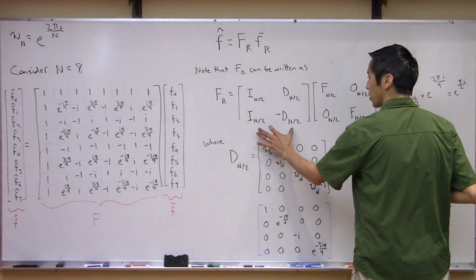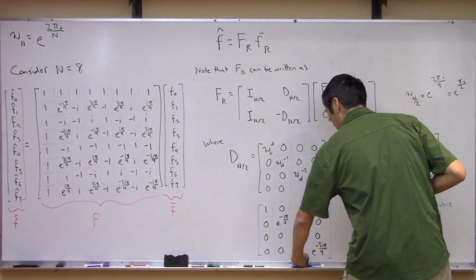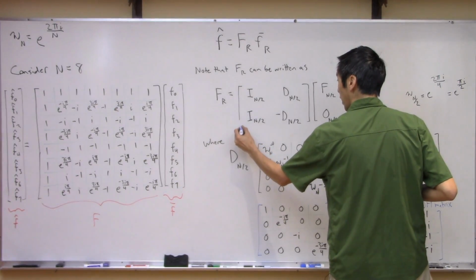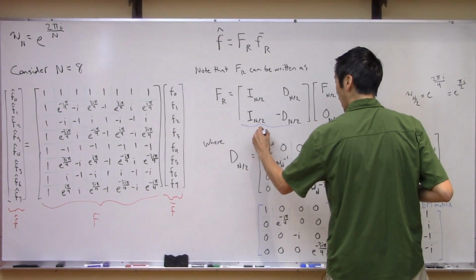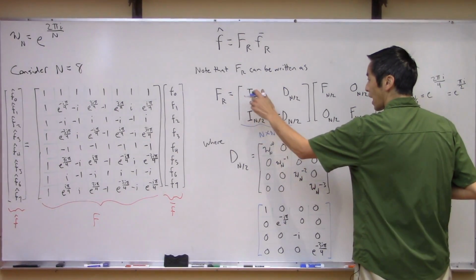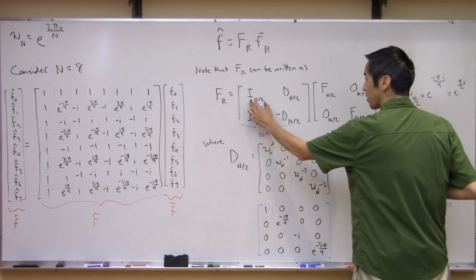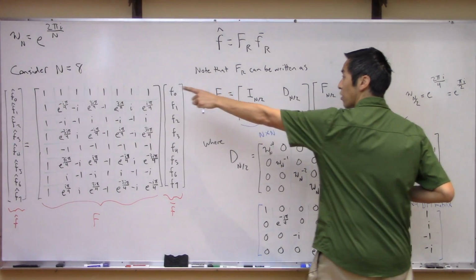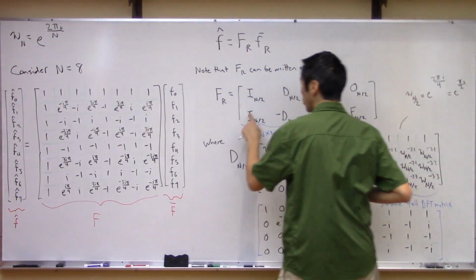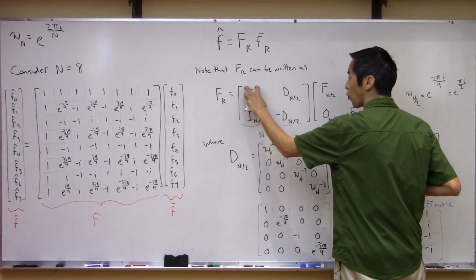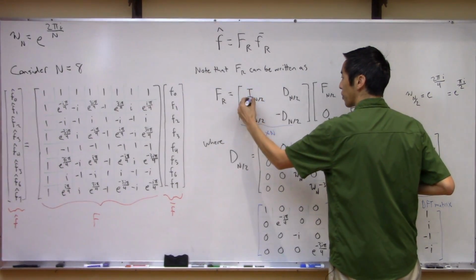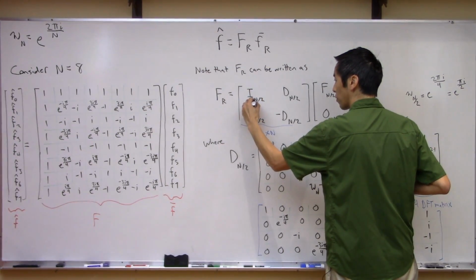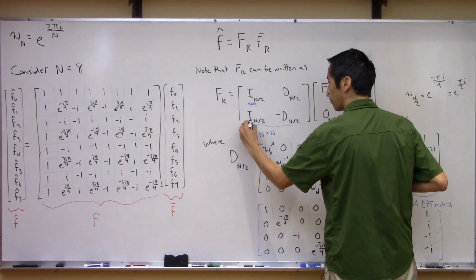Let's take a look at what these matrices are. Both of these are still n by n matrices, but the whole left side of it is an identity matrix of size n over 2. In this case, remember, n is 8, but we're breaking it up into a 4 by 4 submatrix here. Here's another 4 by 4 identity matrix.